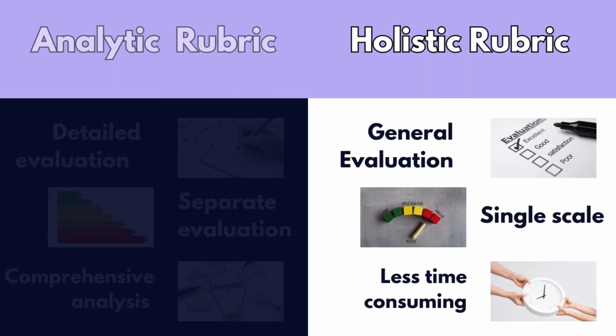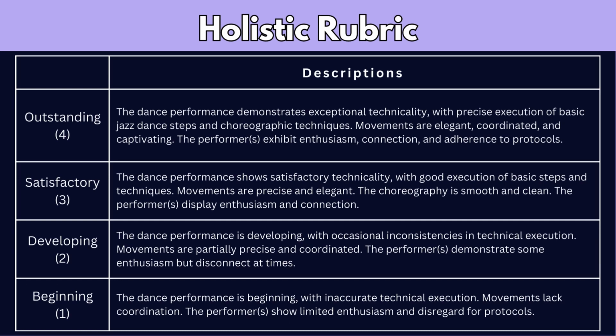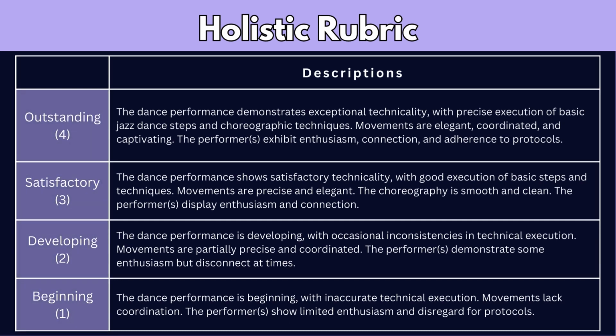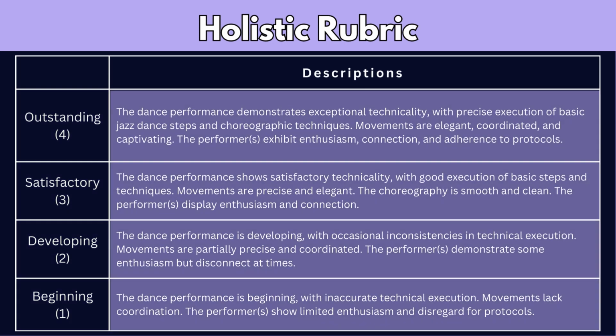Holistic rubric. A holistic rubric gives each student one overall score or grade for their work. A typical holistic rubric lists each level of performance followed by a description of student work at that level, incorporating descriptors for all the traits being evaluated.